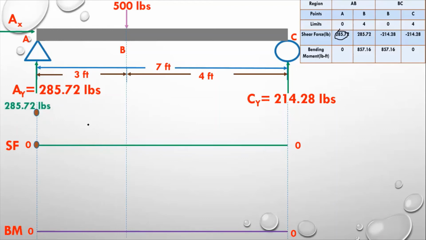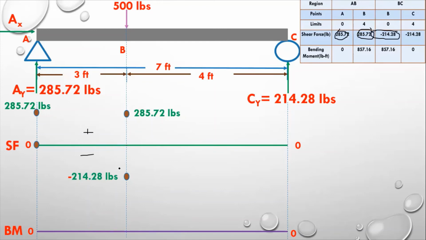This will be the point 285.72 pounds. So now at point B, what value do we have? We have the value of 285.72. It should be parallel to point A, but it should be at B. So you can see the point over here, and that is 285.72 pounds. The next value at point B is minus 214.28. So we should go down from this point, because this is the positive side and this one is the negative side. So we will take minus 214.28 here, and then the next point is minus 214.28 at point C.